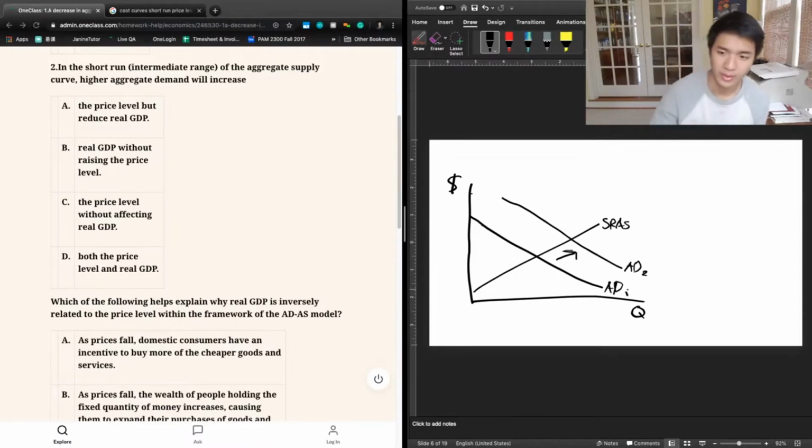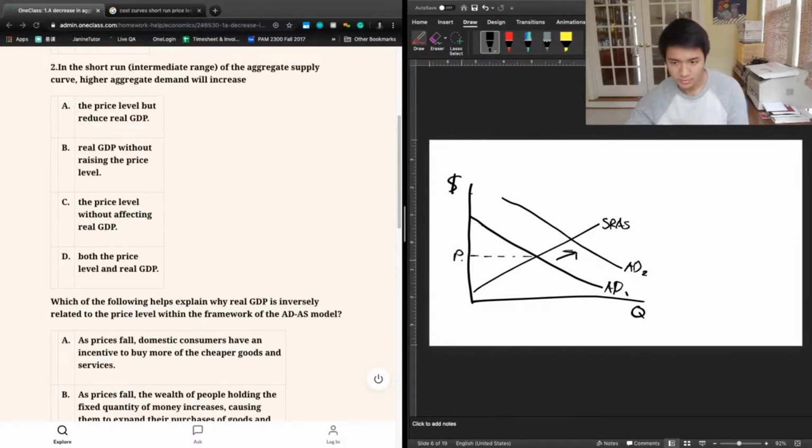What's going to occur? And so we see two things happening. One, our old price was at P1, and our new price is at P2. So price has gone up, so we know there's going to be inflation. And second, our old quantity was Q1, and our new output is Q2. So we know that GDP is going to increase. And so those are the two effects we're looking to see in our answer choices.